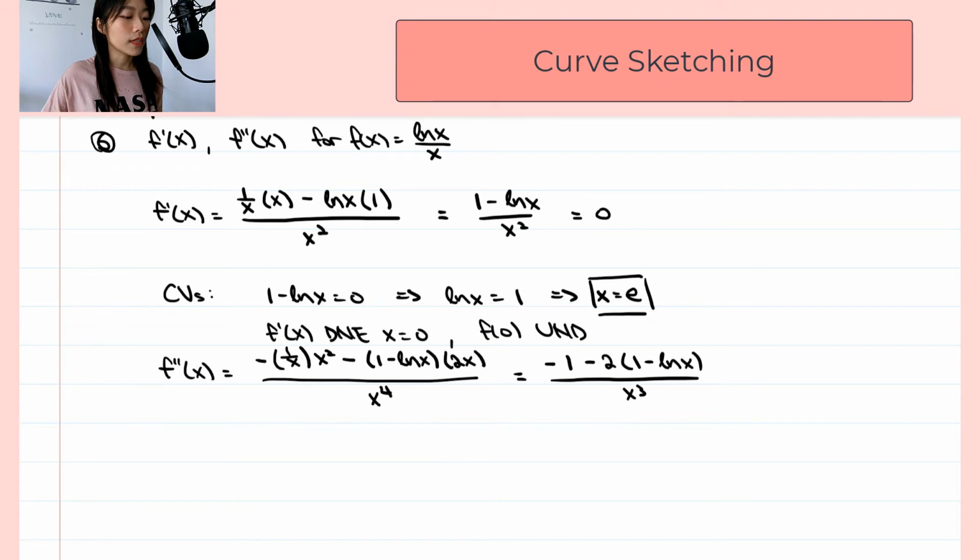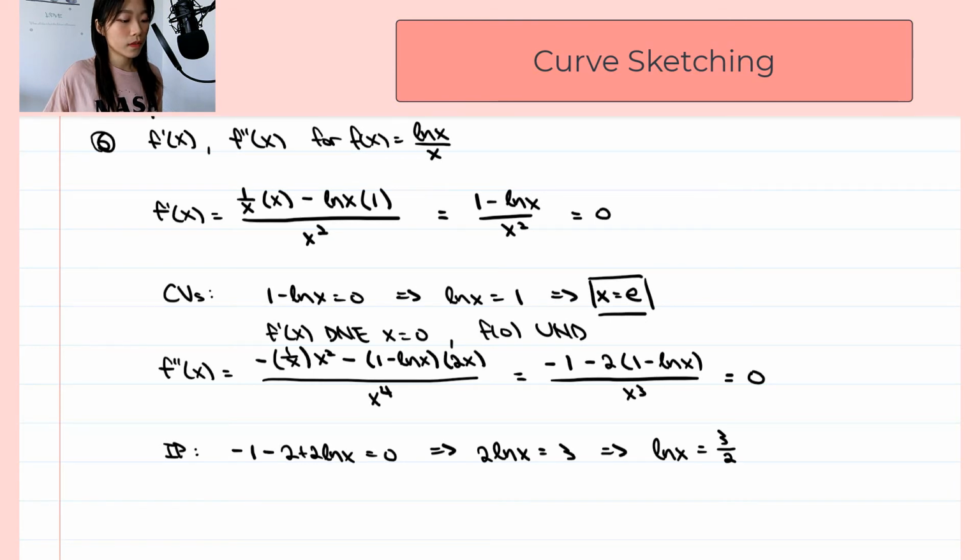And we want to solve for the second derivative, so we set this equal to 0. So the inflection point is when negative 1 minus 2 plus 2 ln of x equals 0. And this gives 2 times ln of x equals 3, which is equivalent to ln of x equals 3 over 2. So x equals e to the power of 3 over 2.